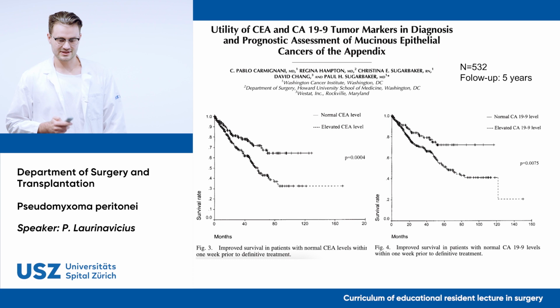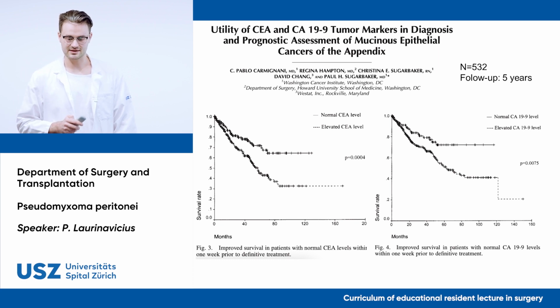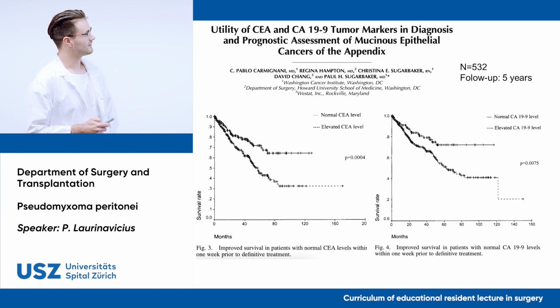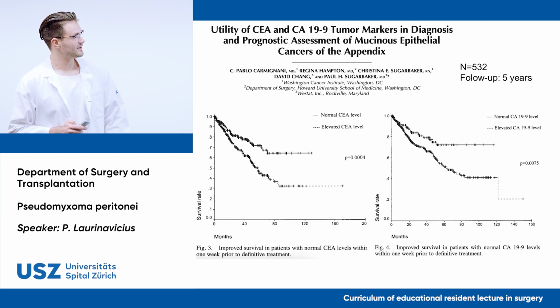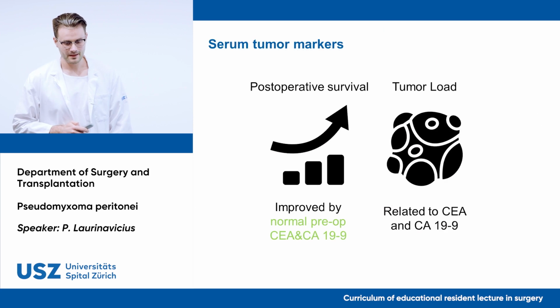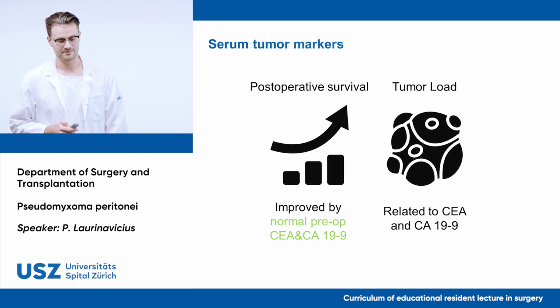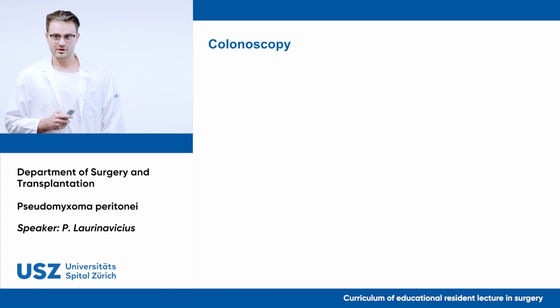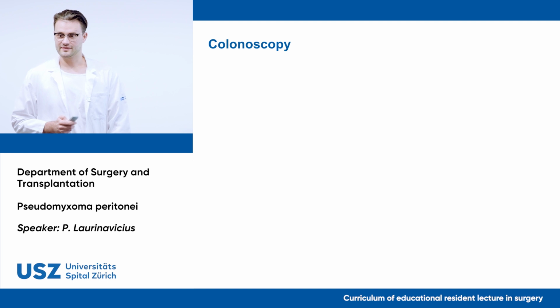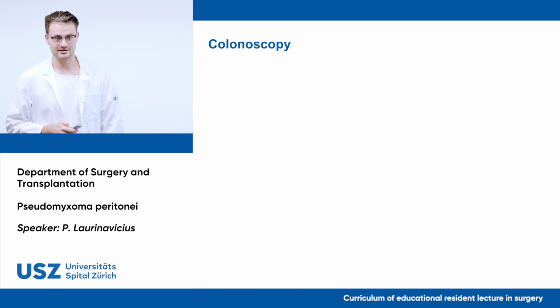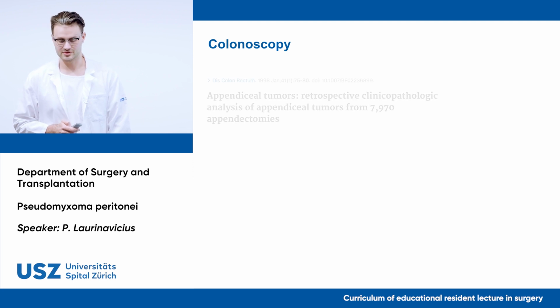What he could show was that the patients who had normal CEA and CA99 levels 1 week before the surgery had statistically significantly better survival rates after that. Moreover, these two tumor markers are directly related to the tumor load. The preoperative colonoscopy was also defined as a diagnostic tool for a PMP, and the importance of it lies in the probability of asynchronous tumors.